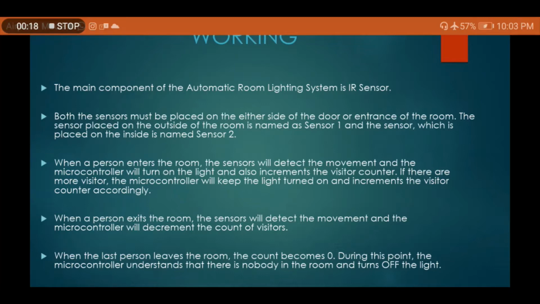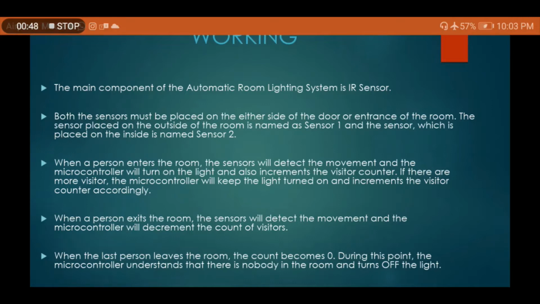The sensor placed on the outside of the room is named sensor 1, and the sensor placed inside the door, inside of the room, is named sensor 2. When a person enters the room, the sensor will detect the movement and the microcontroller will turn on the light and also increment the visitor counter. If there are more visitors, the microcontroller will keep the light turned on and increment the visitor count accordingly.